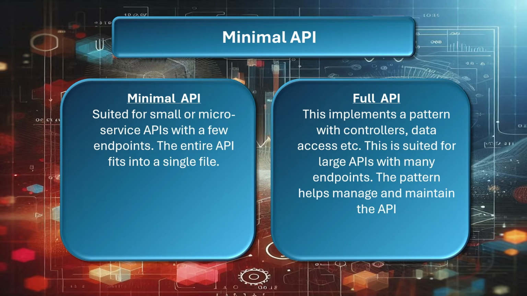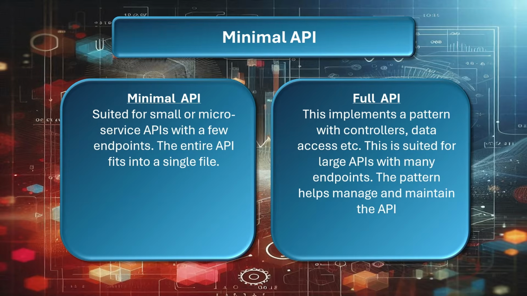The full API pattern, with controllers, services, data access, models, etc., helps to manage and maintain larger APIs. Think in terms of an API where its endpoints can be arranged in more than one logical section. For example, endpoints for the HR section and endpoints for the sales section, etc.